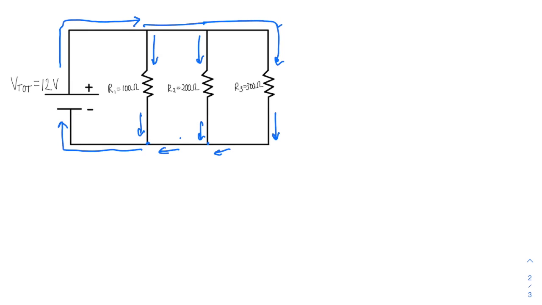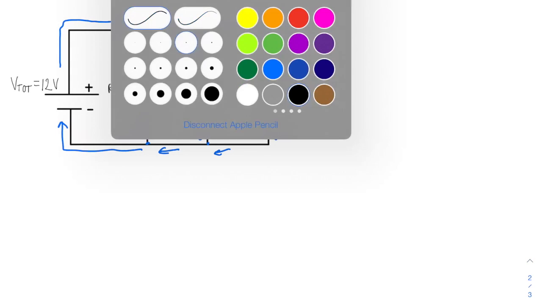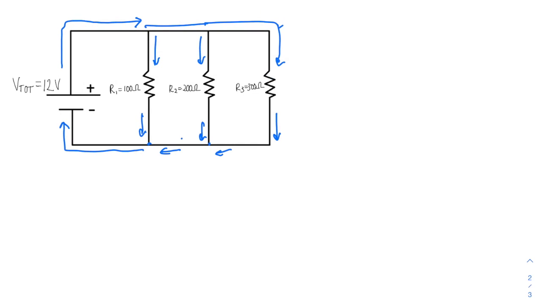You can see this obviously splits off current into 3 different branches, so I know it's parallel. Let's go about solving this circuit. One of the more counterintuitive things about parallel circuits is the relationship of voltage across these 3 resistors.